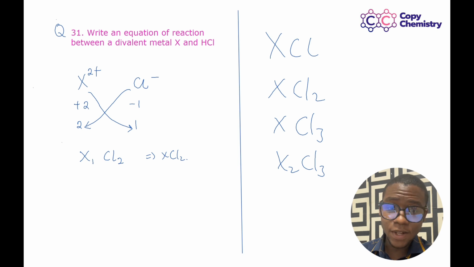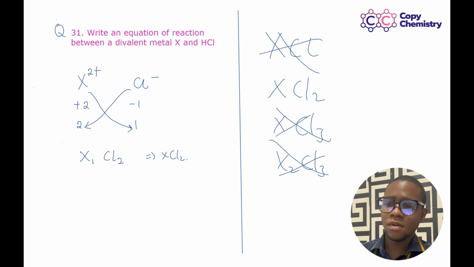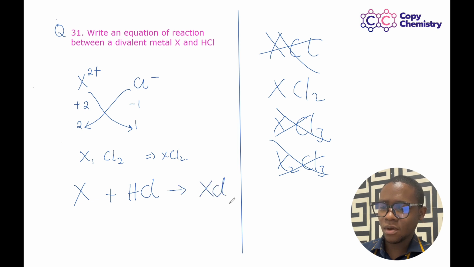Okay, so this is a divalent metal reacting with the chloride ion. You're going to get XCl2, not all these other options over here. Right, so XCl2 is what will be formed if the metal X should react with HCl. You will form XCl2, and of course hydrogen gas will be produced there as well.